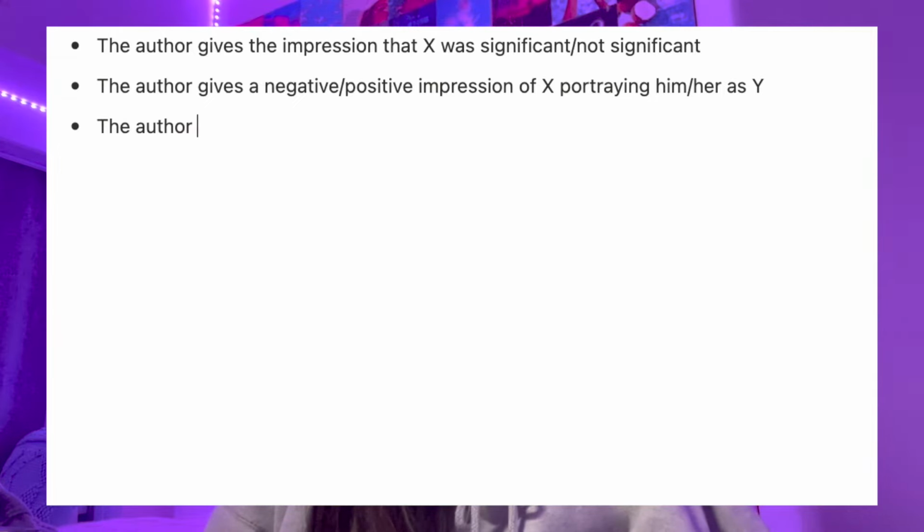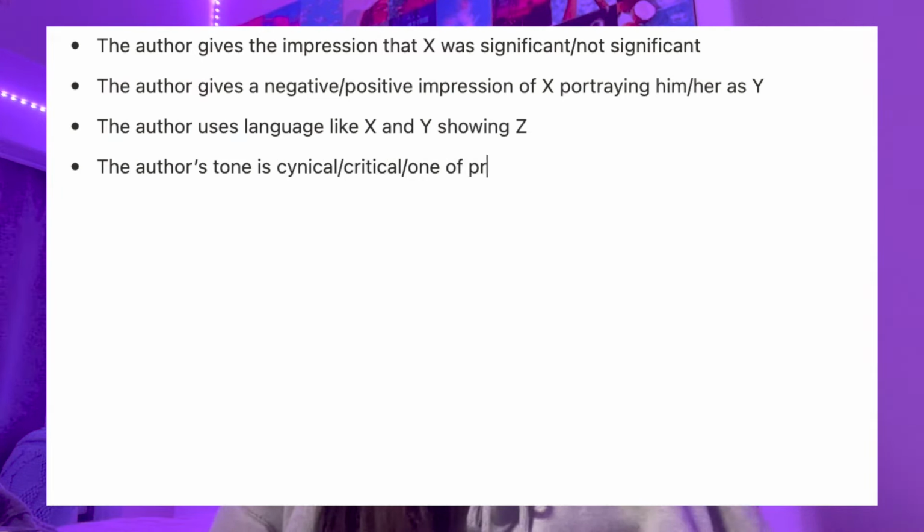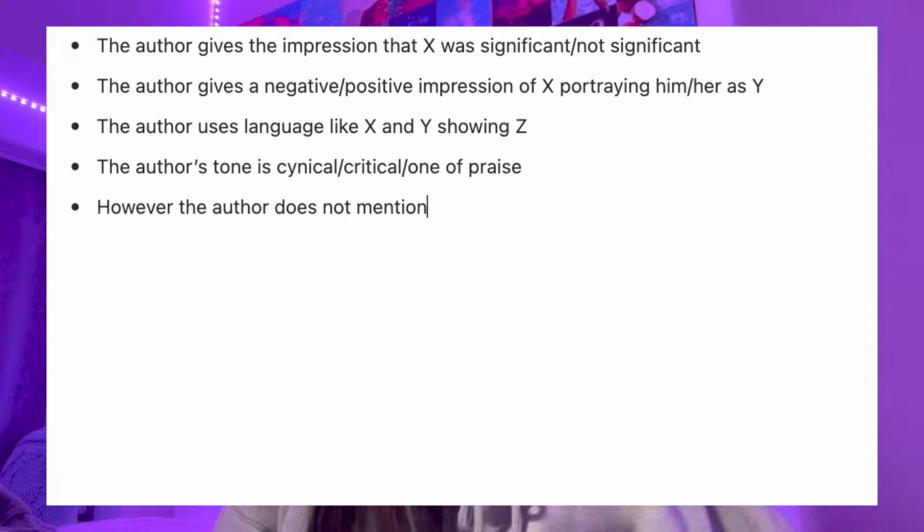So I will pick out specific words or phrases that support my argument. So I would use phrases like, the author uses language like X and Y showing Z. Then I would refer to the tone and say something along the lines of, the author's tone is cynical or critical or one of praise, shown by the phrase X. And then finally, I would add in, however, the author does not mention X suggesting Y.